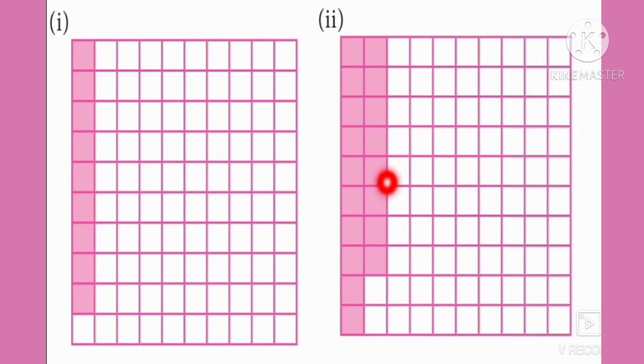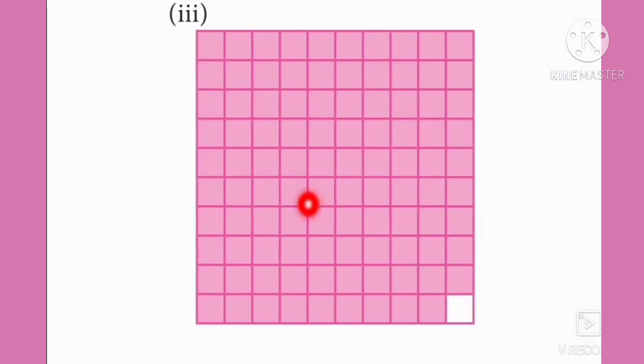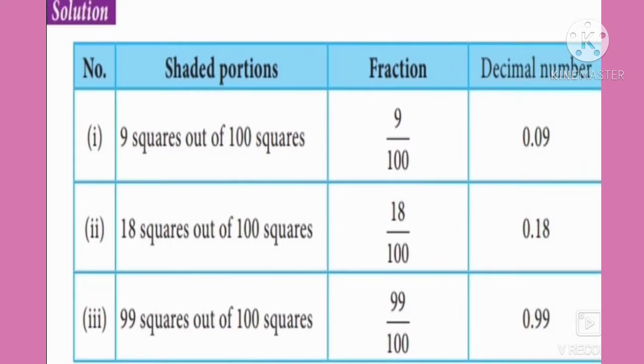So the fraction can be written as 18 by 100. And the decimal number for that is 0.18. And finally, students, here listen, except 1, almost all the squares are shaded. So totally 100. So 100 minus 1 is 99. So 99 squares are shaded here. So out of 100, the fraction can be written as 99 by 100 and the decimal number of that is 0.99. So let us make a tabular column: shaded portions, fraction and decimal number for that fraction.